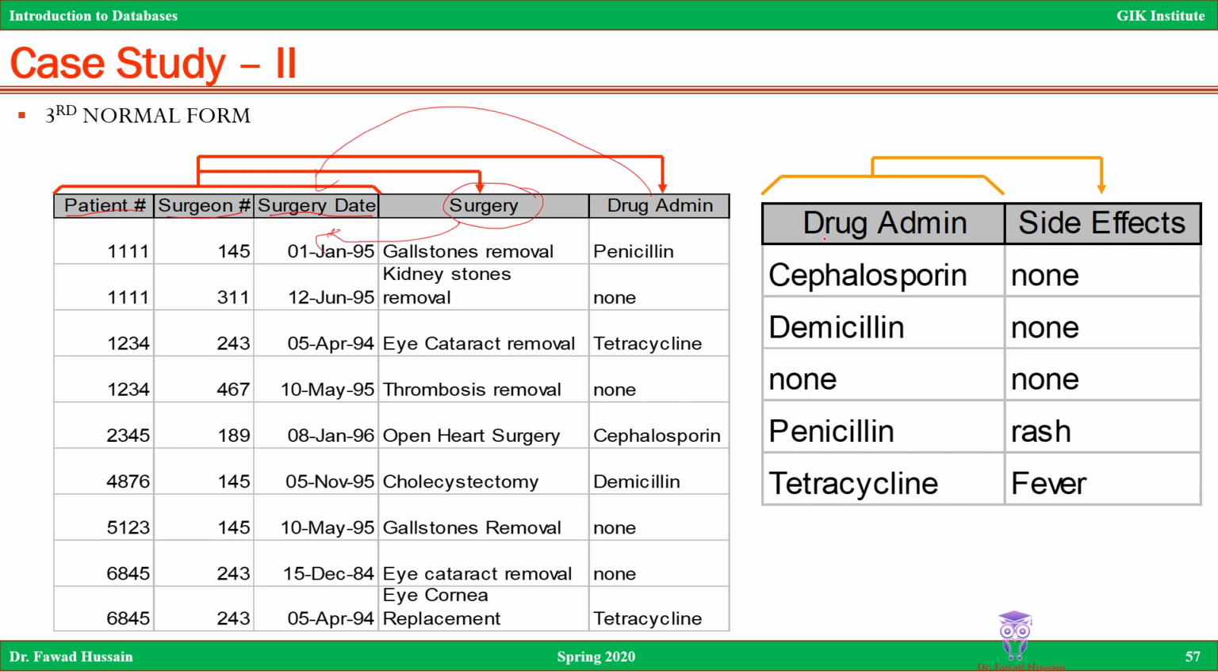In this case, if I have the drug here as the primary key, then the side effect only depends on it. It's only a single primary key, so there cannot be a partial dependency issue. There's only one non-key attribute, so there cannot be a transitive dependency issue. So this is also in 3NF, and this is also in 3NF, and we saw the first two tables are also in 3NF.